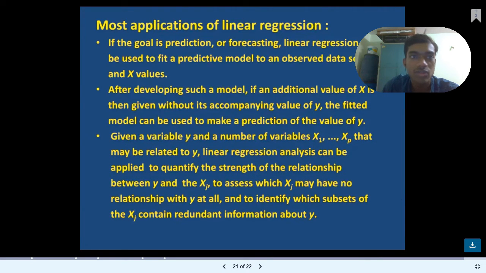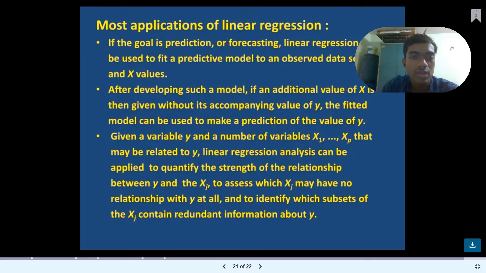Most applications of linear regression: if the goal is prediction or forecasting, linear regression can be used to fit a predictive model to an observed data set of y and x values. After developing such a model, if an additional value of x is then given without its accompanying value of y, then the fitted model can be used to make a prediction of the value of y.